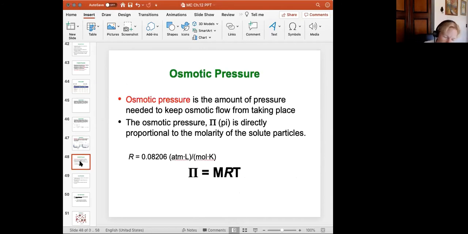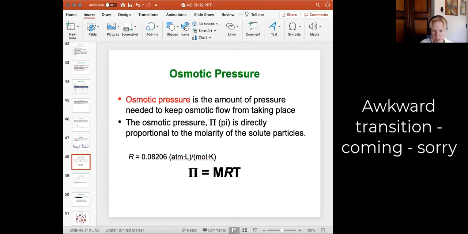It has a very simple but weird looking formula. Here, osmotic pressure is what this pi is. So we're going to define pi as that pressure, and it's going to have units of atmospheres because it's a pressure. It's going to be equal to big M, which is molarity. That's the concentration of your solution in units of moles per liter. R is the ideal gas constant, and T is the temperature in Kelvin. And so that equation looks like this.